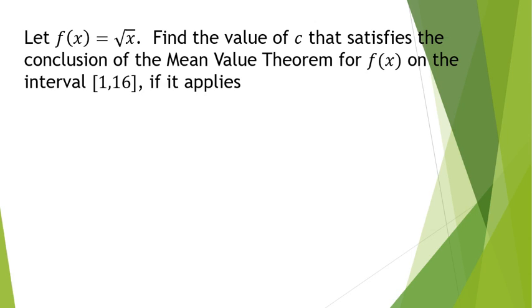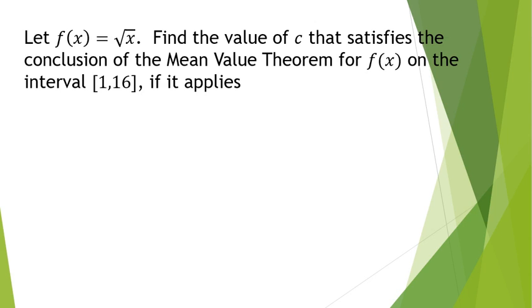Just as a quick recap, what the mean value theorem says is if your function is continuous on the closed and bounded interval [a, b], and if your function is differentiable on that same open interval, then there exists a c value between a and b such that f prime of c is equal to (f of b minus f of a) divided by (b minus a). Or also what this is saying is that the instantaneous rate of change of your function at the c value is equal to the average rate of change of your function over the interval.